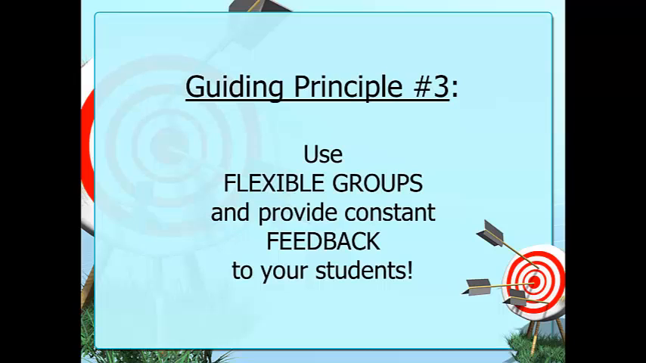Guiding principle number 3 are the 2 F's: flexibility and feedback. Flexible groups means that students are grouped together for tiered instruction, and these groups change often based on individual student needs as determined by a pretest. So it's not like the old way where you had the blackbirds, the redbirds, and the bluebirds, and you were stuck in this group for the whole year.